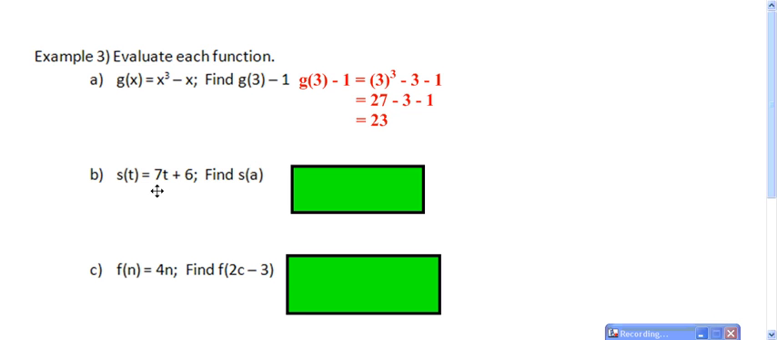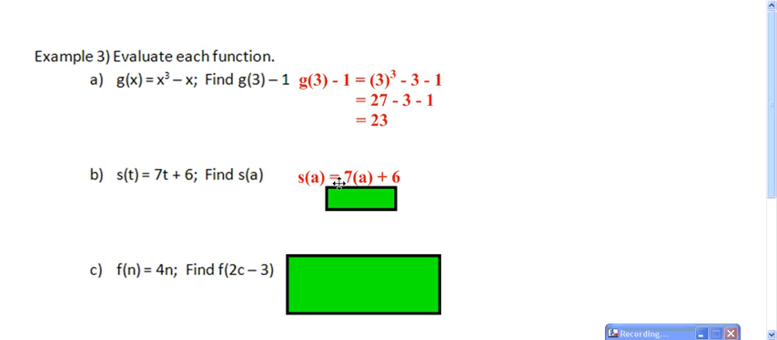Down in B, a hair different than the others as well. In this case, we no longer have a number, we have another variable. So instead of s of t, we're using s of a. So substitute a in for t. We have 7 times a plus 6. So we just put a in place of t. We solve. 7 times a is 7a plus 6. So our answer is 7a plus 6.